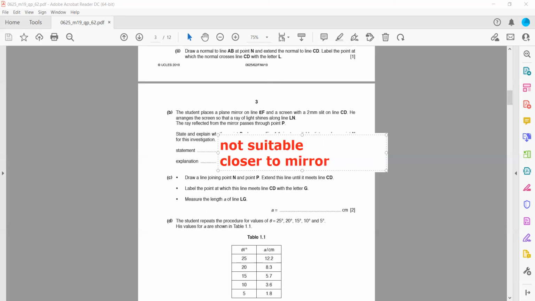So when the pins or the points are very close to the mirror, the chance of drawing multiple lines is more, which leads to an error, or we can draw many lines through that point. Then draw a line joining point N and P and extend until it meets C and D. Label the point at which the line meets C and D with letter G. And we have to measure the distance between L and G.